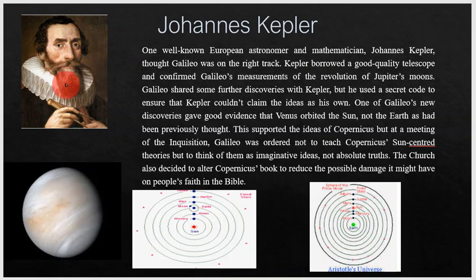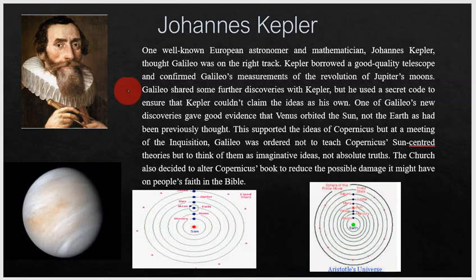So Johannes Kepler, who's this guy here, was a well-known European astronomer and mathematician. Kepler thought Galileo was on the right track. So Kepler borrowed a good quality telescope and confirmed Galileo's measurements of the revolution of Jupiter's moons. Galileo shared some further discoveries with Kepler, but he used a secret code to ensure that Kepler couldn't claim the ideas as his own. One of Galileo's new discoveries gave good evidence that Venus orbited the Sun, not the Earth, as had been previously thought.